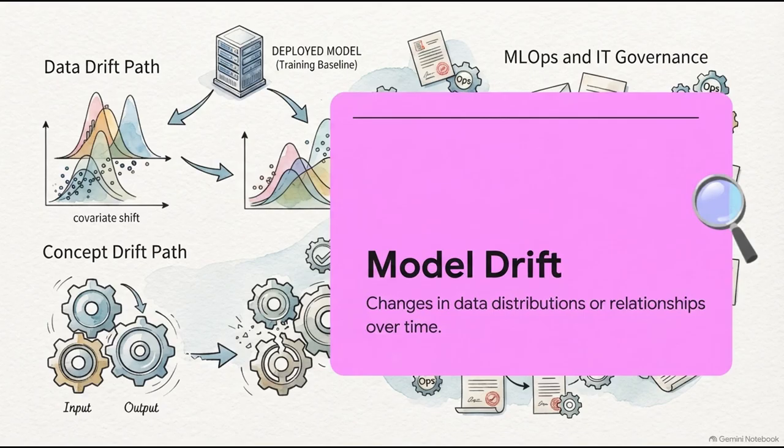Data drift, sometimes called covariate shift, happens when your input feature distributions shift away from your original training baseline. But concept drift? That one is even trickier. That's when the fundamental underlying relationship between your inputs and expected outputs changes entirely.